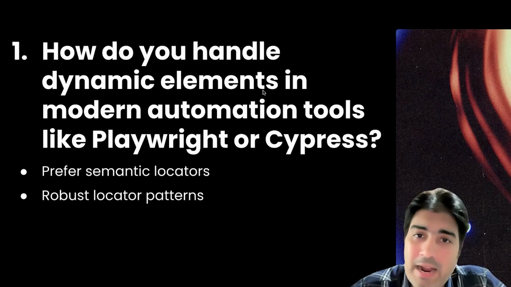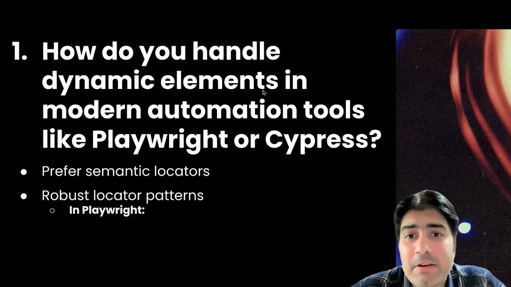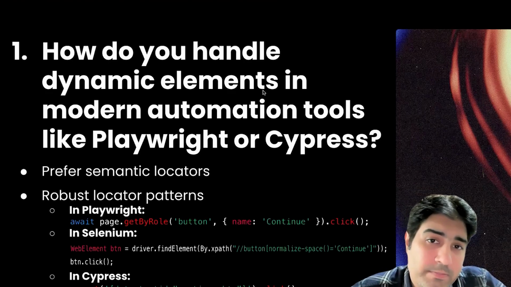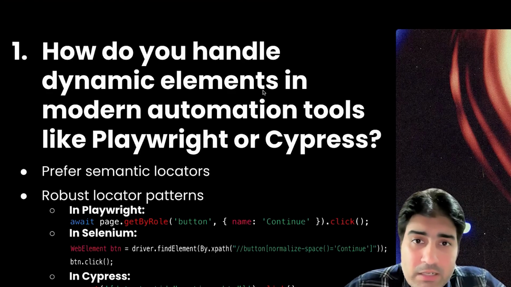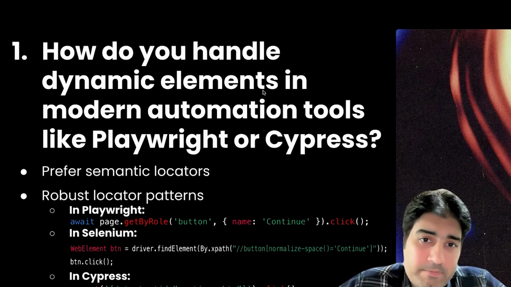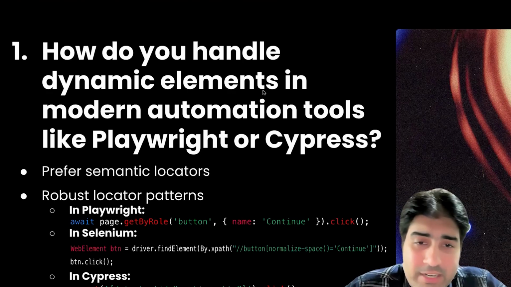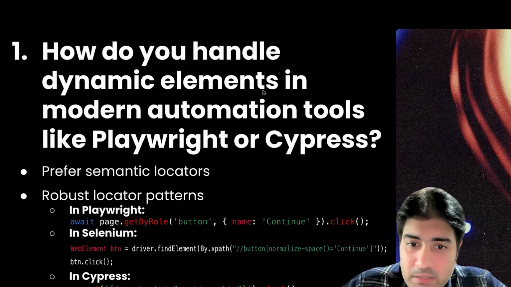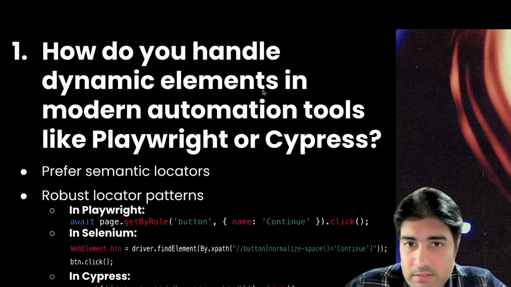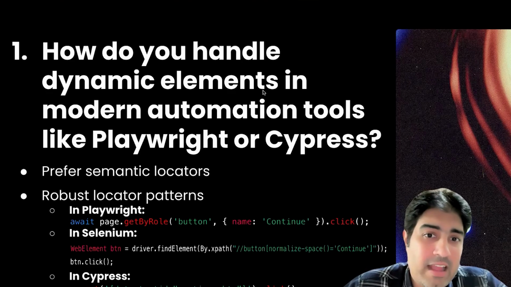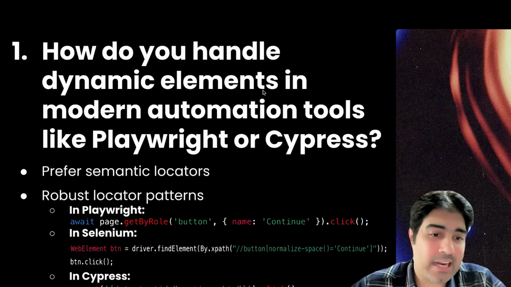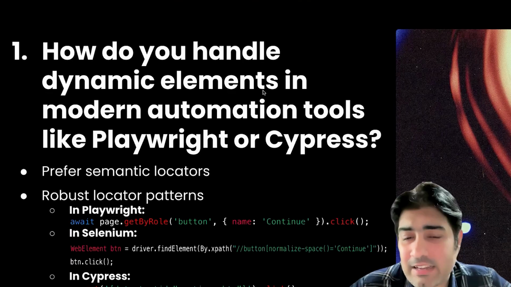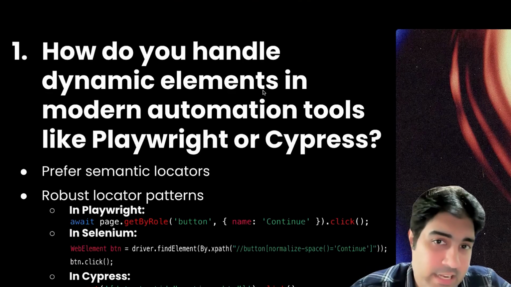Second, robust locator patterns. In Playwright, I prefer role or text-based locators. You can use await page.getByRole('button', {name: 'Continue'}).click(). In Selenium, using Java, for example, you have WebElement button = driver.findElement(By.xpath(...)), where you have button normalize-space Continue, then click. And in the same way in Cypress, you have selectors that you should prioritize, whether it's data-testid or data-cy, the same format that you see in Playwright and Selenium.